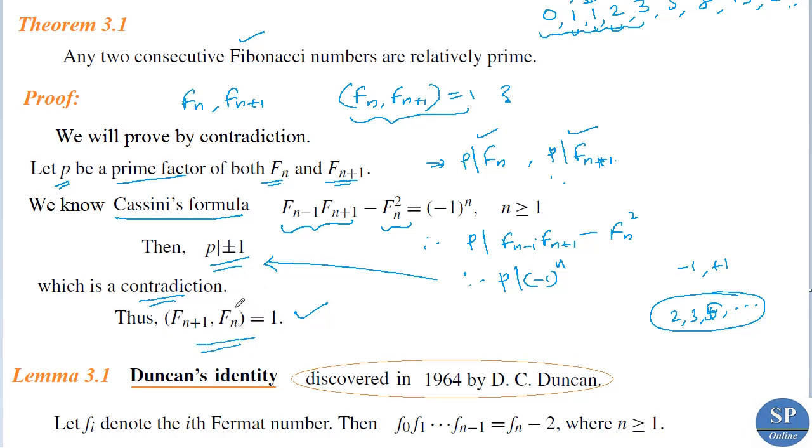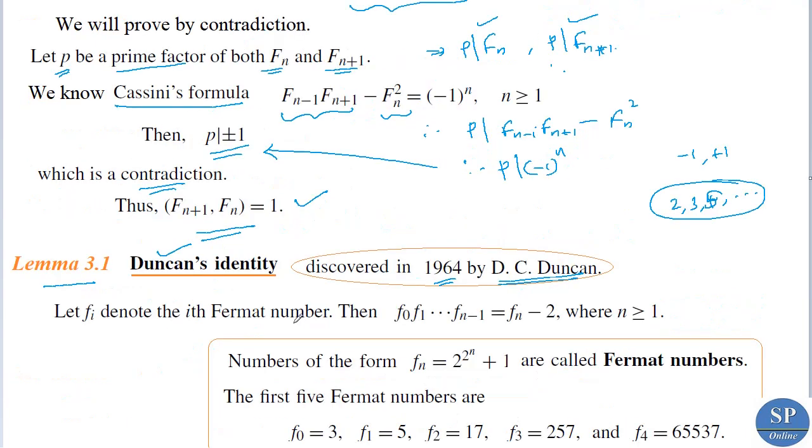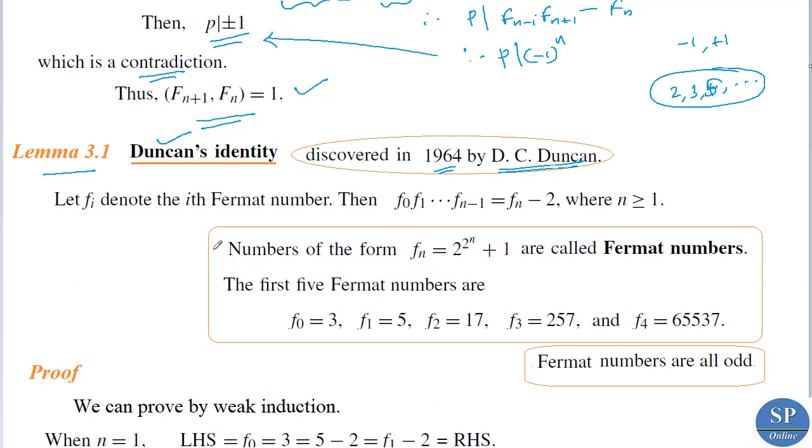Next we have Lemma 3.1. It is called Duncan's identity. It was discovered in 1964 by D.C. Duncan, so it is called Duncan's identity. It states that, let Fi denote the ith Fermat number. Here also, Fermat number is not in the syllabus, so you just note it down.